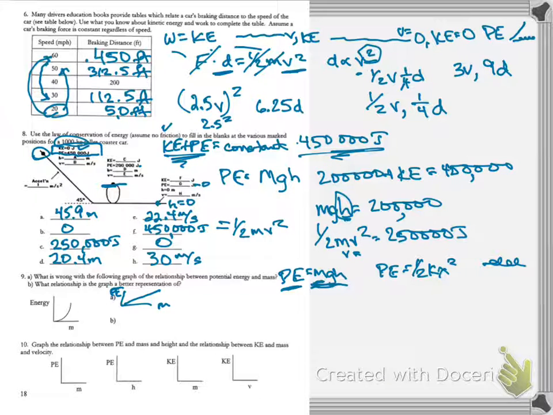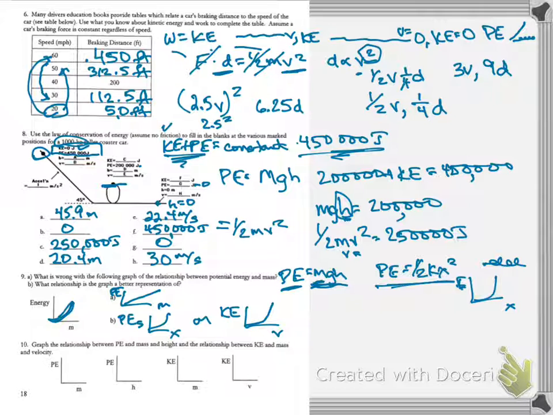What relationship is the graph a better representation of? I would say a couple different ones. This one, if it was energy versus stretch, then it would be like that. So PE of a spring versus x would be fine. Or if it was kinetic energy versus velocity, that's where the exponential curve would come from. So either of those would be good answers.